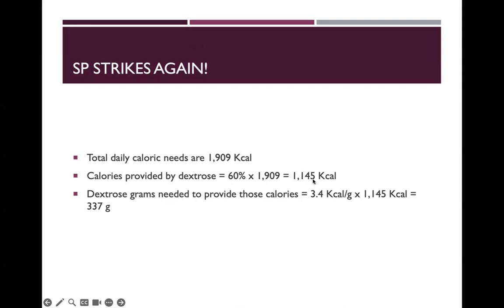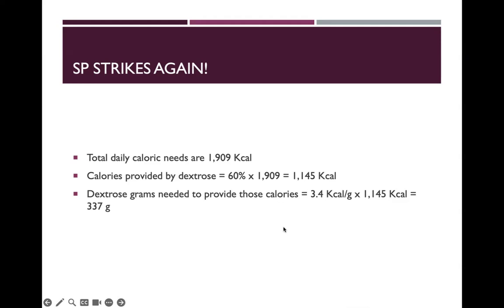So it's 1,145.3367. So 1,145 kcal are going to come from dextrose. But that's not what the question is asking. The question is asking how many grams. So how do I convert kcal to grams of dextrose? It's by the number that I asked you to memorize, which is 3.4 kcal per gram. So basically you're going to divide this over this, and that will give you 337.